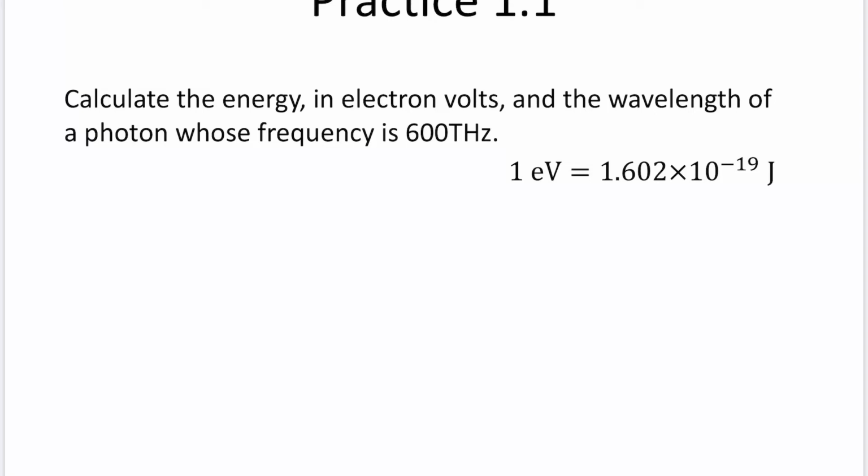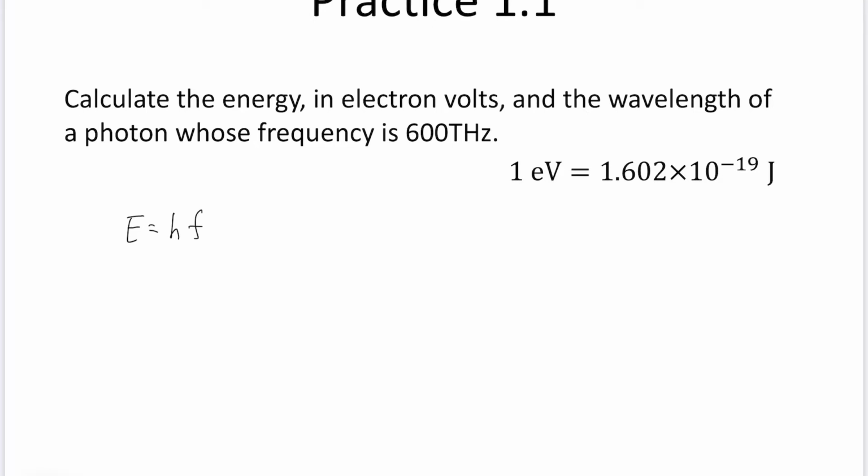So in this practice, calculate the energy in electron volts and the wavelengths of photons whose frequency is 600 terahertz. 1 electron volt is equal to 1.602 times 10 to minus 19 joule. So if you have energy in the unit of the joule, you can use these conversions. The energy of photons is expressed as h, a Planck constant, times the frequency.